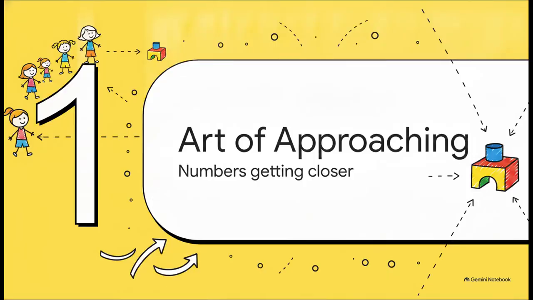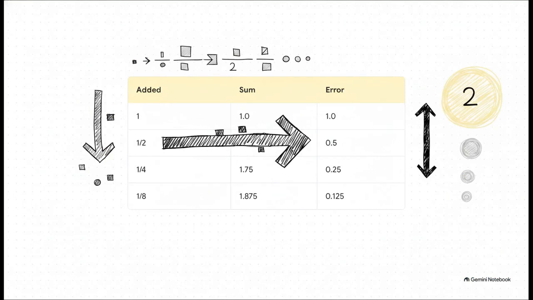Section 1. The art of approaching. Visualizing how numbers get closer. Before we can solve our car mystery, we have to build up our conceptual toolkit. Think of walking toward a destination. If you take a step closer, then another step, you're approaching your destination. That's the core intuitive idea of a limit.